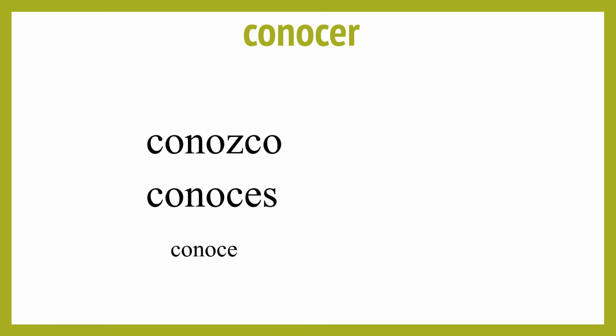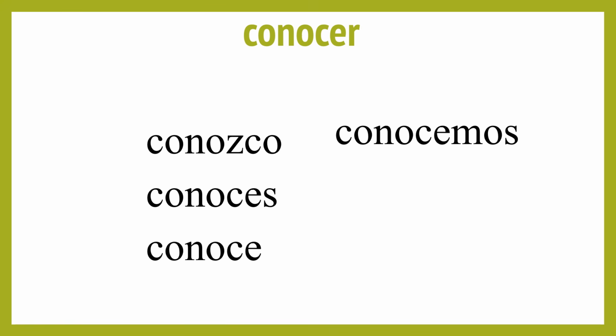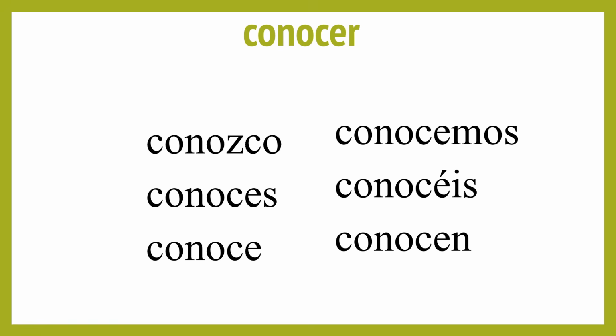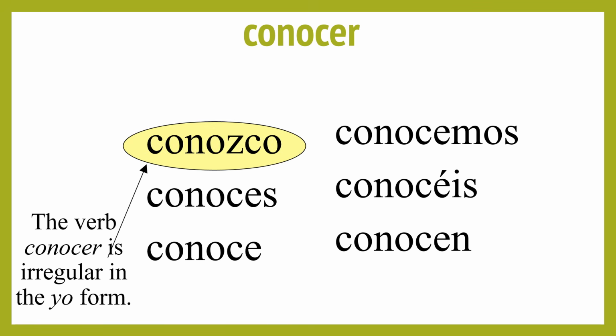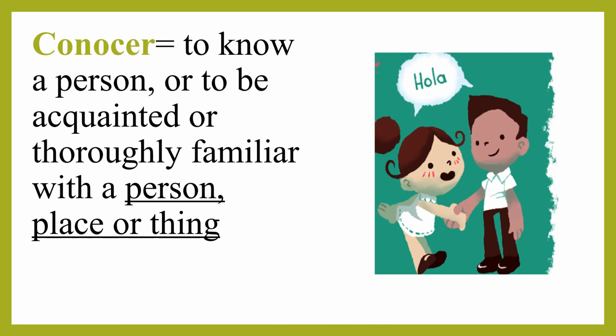Let's look at conocer. Yo conozco. Tú conoces. Él, ella, usted conoce. Nosotros conocemos. Vosotros conocéis. Ellos, ellas, ustedes conocen. Take a look at the verb conozco. It is also irregular in the yo form. Conocer means to know a person, or to be acquainted or thoroughly familiar with a person, place, or thing.